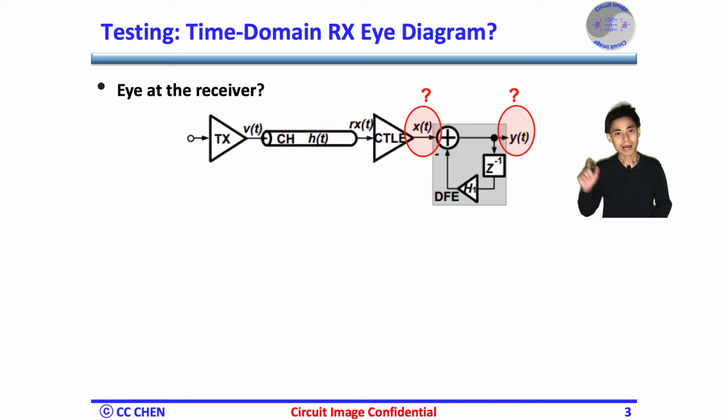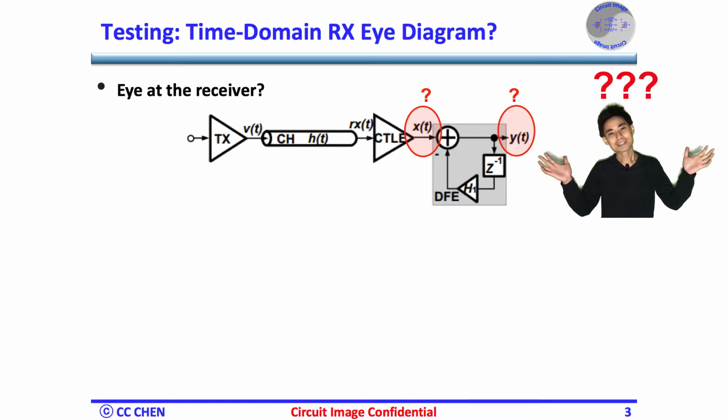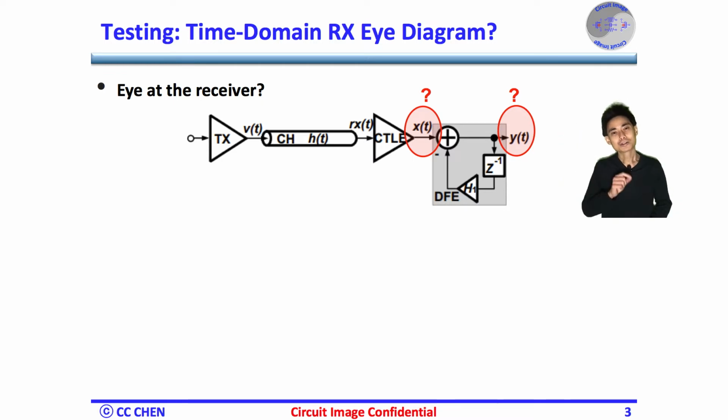Can you measure the eye at the receiver through the oscilloscope directly? Any circuit images? Bingo! No matter the CTLE output or DFE output, since those nodes are inside the chips, it's difficult to access the eye information inside the RX. So for testing purposes, that's an obvious image of why you need the internal built-in eye monitor in the receiver of a SerDes system.